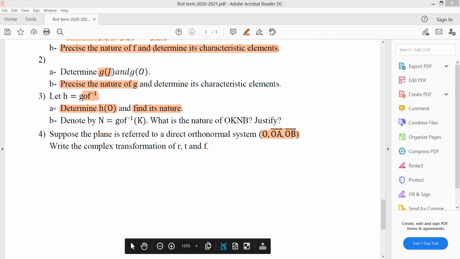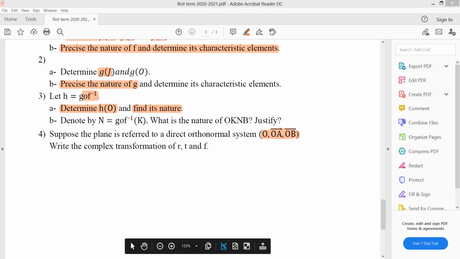Now we have a translation by half AB vector. The AB vector is minus 1, 1: XB minus XA, YB minus YA. Half AB is minus half, plus half i. So Z prime equals Z plus half AB, since it is a translation. So Z prime equals Z minus half plus half i.